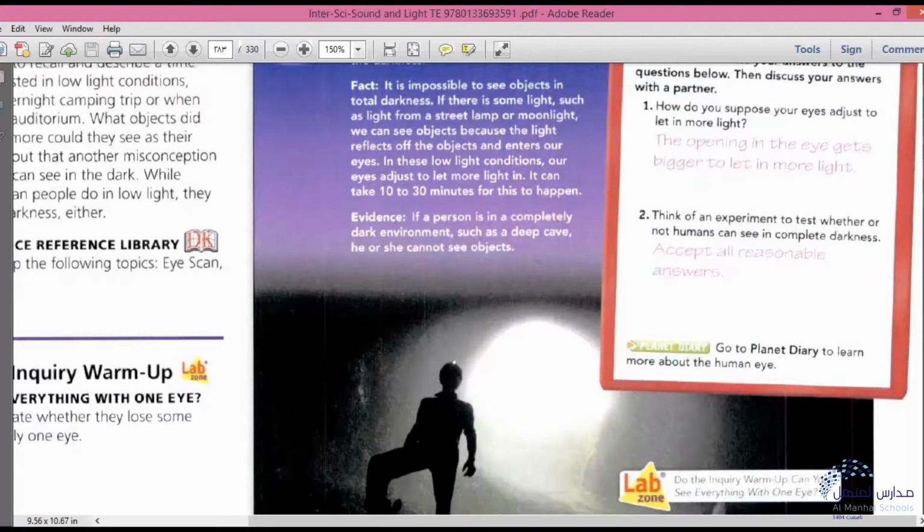Think of an experiment to test whether or not humans can see in complete darkness. Of course, we cannot see in complete darkness, because if you are in a dark room, the first thing you search for is to turn on the light to enable you to see. So we cannot see in dark places.